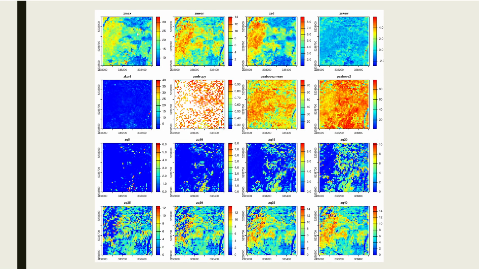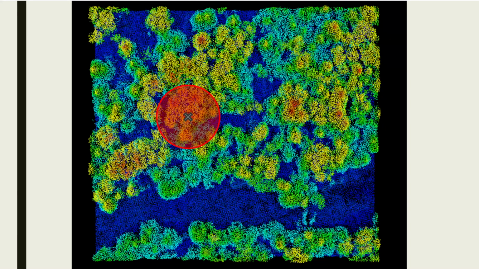So what we're looking at here is the maximum height value that was seen in the LiDAR data at each of these points. What the mean value was, standard deviation, skew, kurtosis, entropy, the percentage of points above the mean. And then we get into percentiles here, and there's many more standard metrics than this. But you see how we can start to just describe structure. We're creating variables to then be able to create some mathematical models.